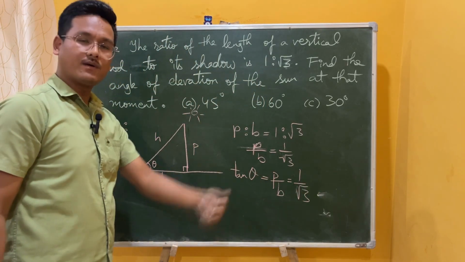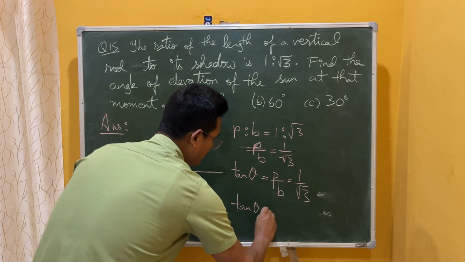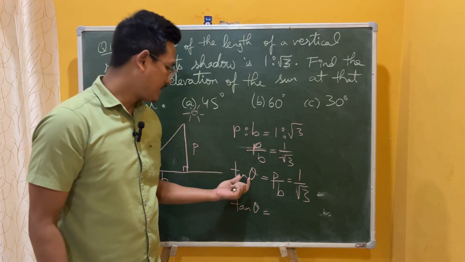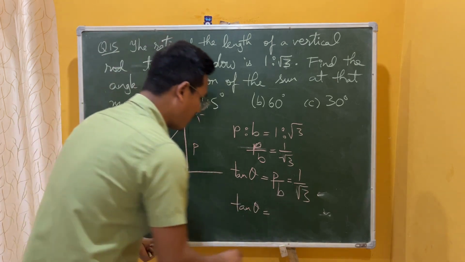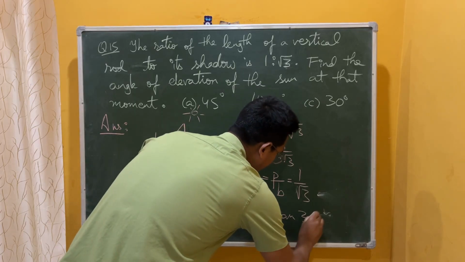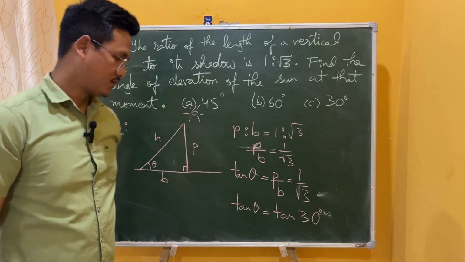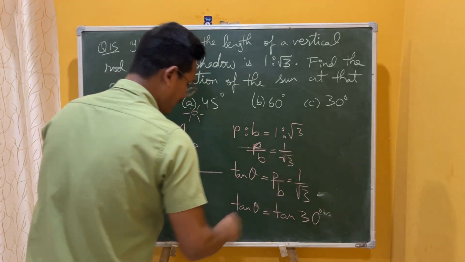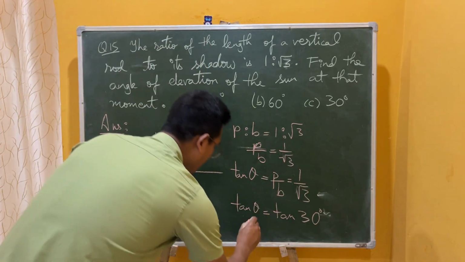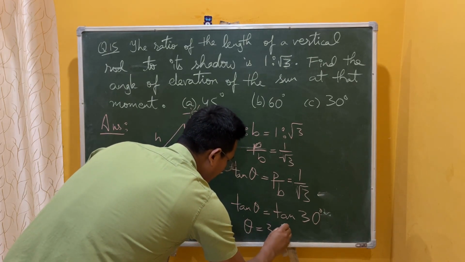So tan theta is 1 by root 3, right? So when do we get tan of theta is 1 by root 3? It is when theta is 30 degree. Tan 30 degree is 1 by root 3. So tan gets cancelled, or let's say they get removed. So ultimately your theta is 30 degree. This is the angle of elevation.